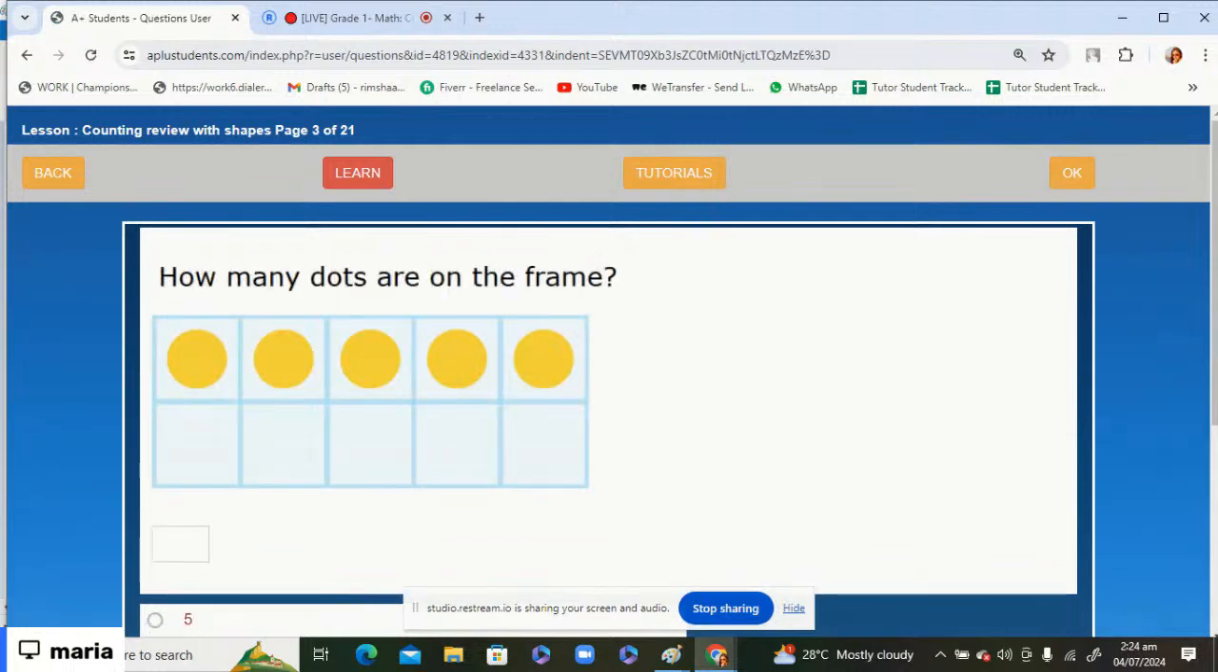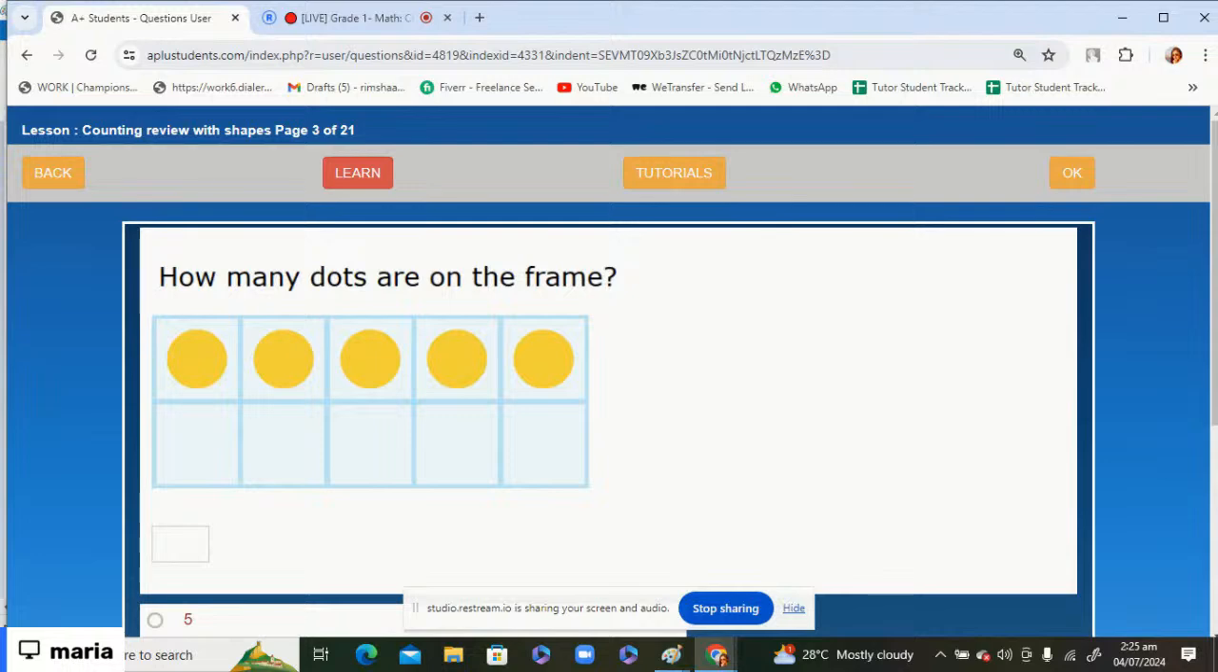So how many dots are on the frame? Count it. How many total dots are there? So the total dots on the frame are, now you guys count it and then tell me. This is so easy. Count it, you all, and then tell me. Do it. Yes. I will tell you the answer in the end. Now you guys tell me how many total dots are there.